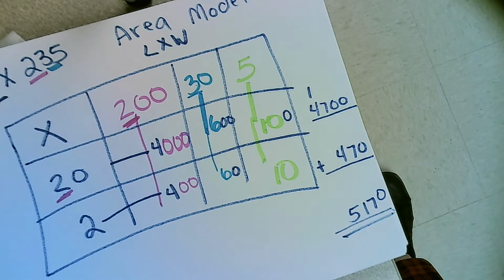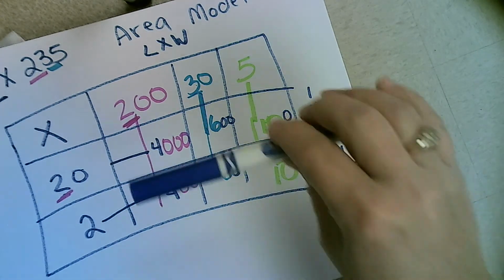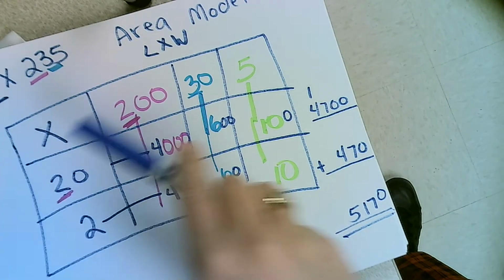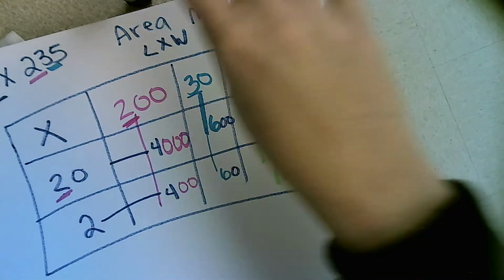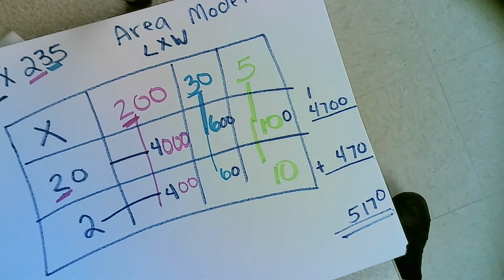And that is how you do the area model. I don't care if it's a fraction, a decimal. It's the top times the side equals the middle. Same thing for the division. The middle divided by the side gives you the top. And that's the area model.